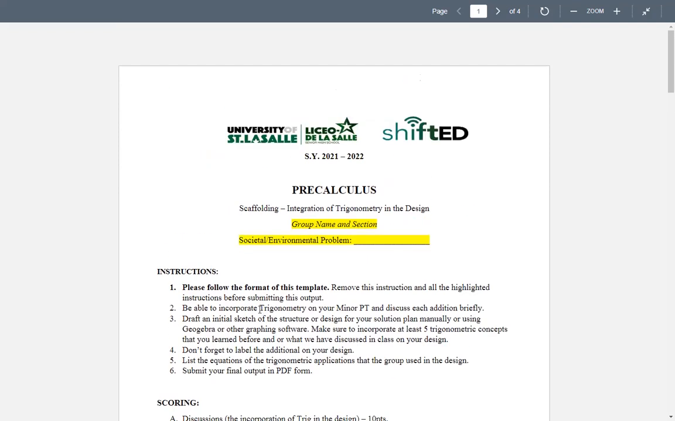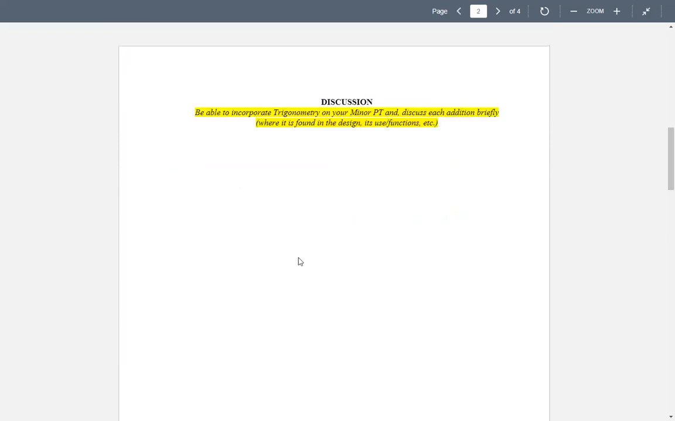Now, on this template for the scaffolding, you will have first the discussion. So again, you must be able to incorporate trig on your minor PT and discuss each addition briefly, where it is found on your design, its use, its functions, etc. So again, you state there that the angle was used on the roof of your design, or what the light covers. You can use that. As long as you have discussed everything that you have added on your minor PT.